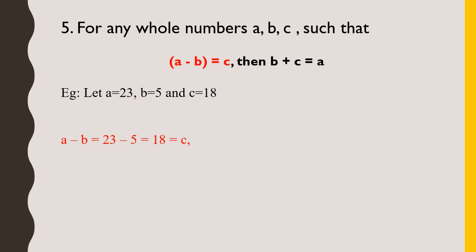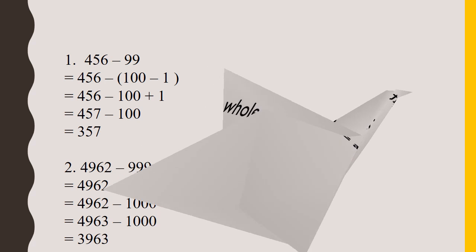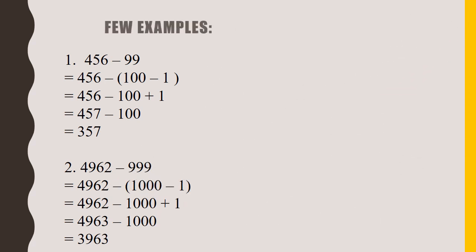Let's do the red part first, which is a minus b. That is 23 minus 5, and we get 18, which is c. Now we will do the black part, which is b plus c. We know b is 5, c is 18, and when we add them, we get 23, which is a. So you just need to remember this property. It will help you solve questions.